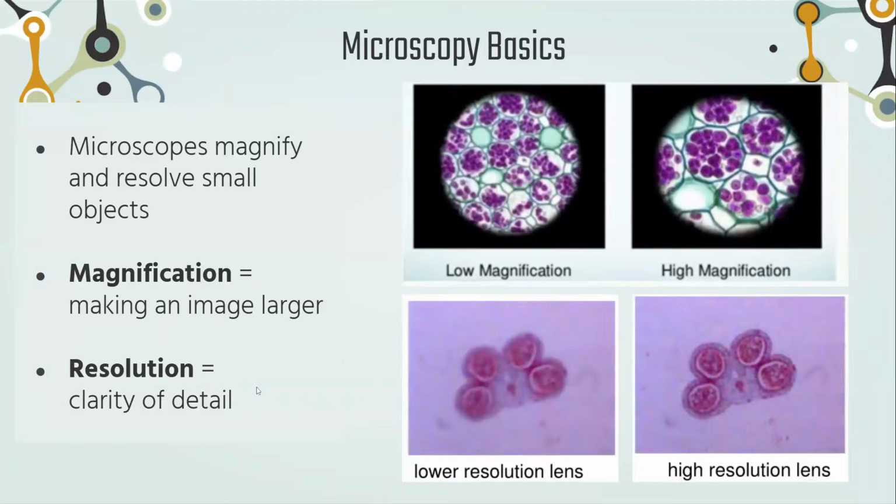When we're talking about resolution, we're talking about clarity of detail. So when we're looking at objects through lower resolution lenses, we're not seeing the image that clearly. It's kind of blurry. But when we're using higher resolution lenses, we're creating an image that is clearer, or higher resolution.